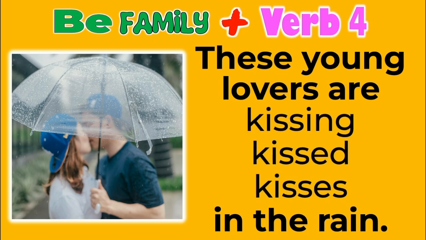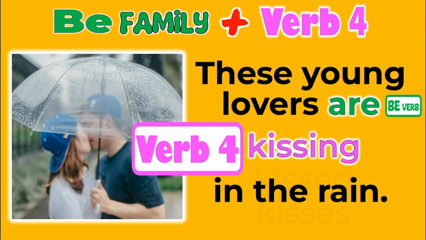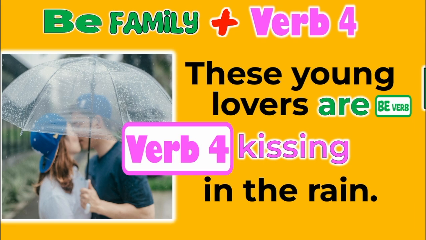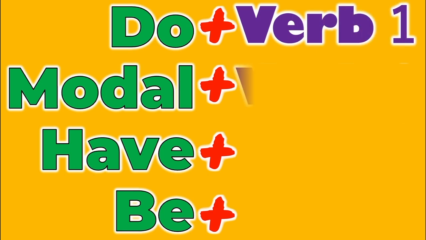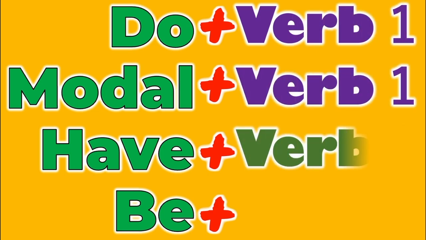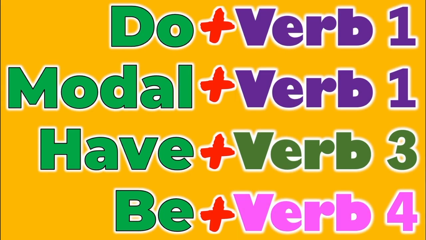Okay, I think you know the answer already. Find your verb, your helping verb. The helping verb is are. Are. That's a be verb. Be plus verb 4. Verb 4 is ing. Okay. These young lovers are kissing in the rain. Okay. Excellent. Do plus verb 1. Modal verb 1. Have plus verb 3. And be plus verb 4. There they are, our final situation.